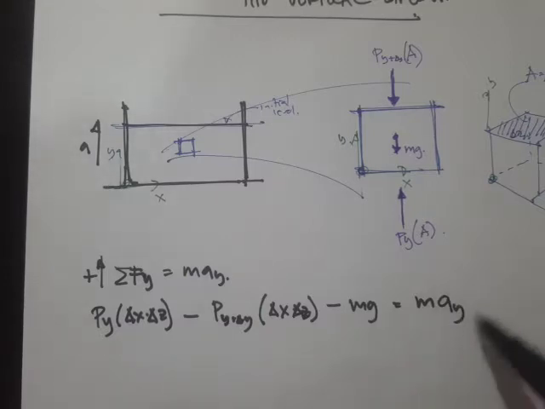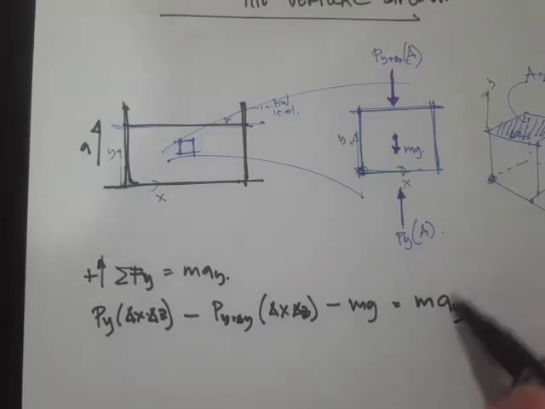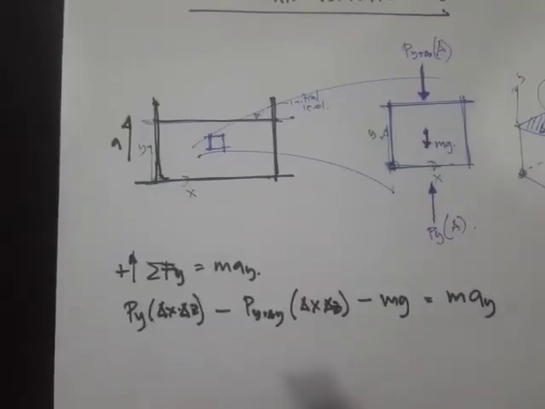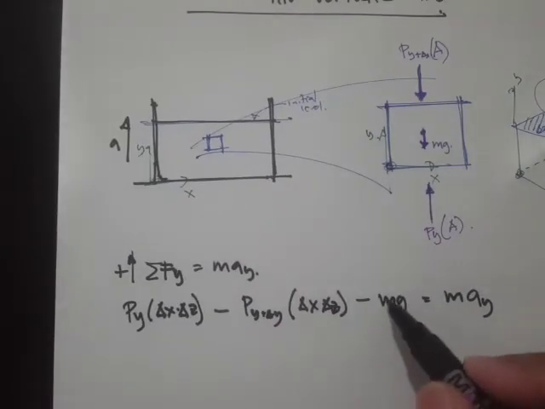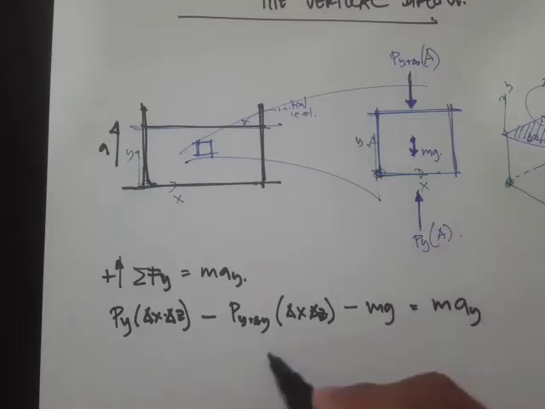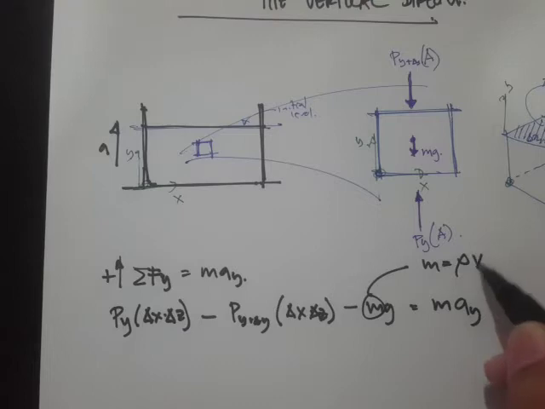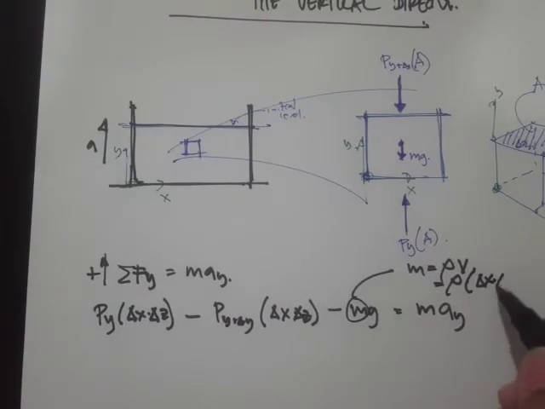By the way, this is positive because if it is accelerating, then it will be positive. If it is decelerating, in other words, it is slowing down, then this will be negative. Okay, so now let's express the mass. Recall that mass is simply the density times the volume, and the volume is simply delta x times delta y times delta z.